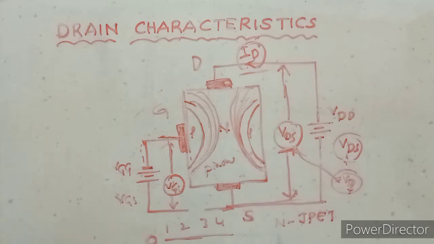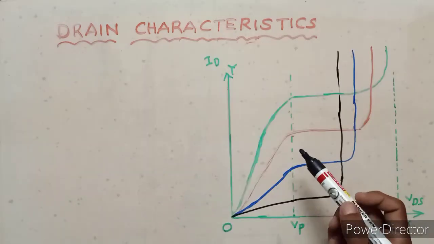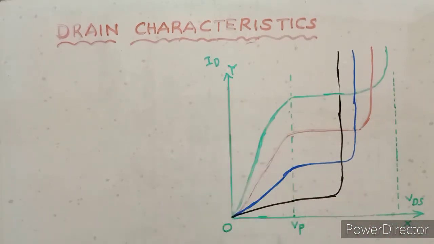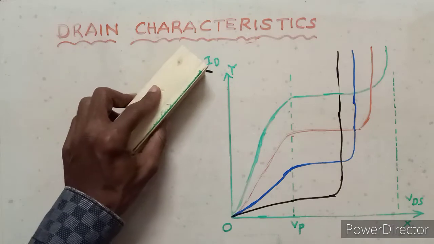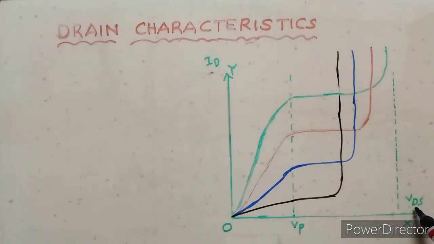So first of all, we draw the graph. In this graph, ID is taken on the y-axis and VDS is taken on the x-axis. These values are taken from the ammeter on the experimental arrangement, and these values are taken from the voltmeter in the experiment. So this is the overall graph. This is the drain characteristics. This is the pinched off voltage.